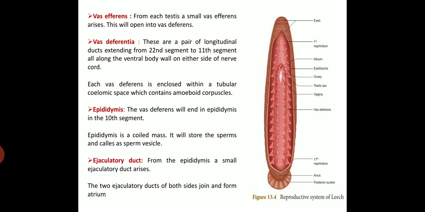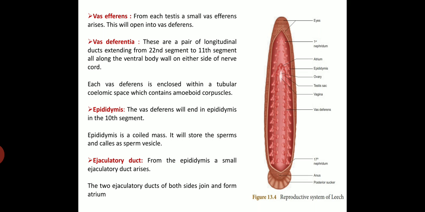Next, that is the epididymis. The vas deferens of both the sides will end in the common epididymis, which is present in the 10th segment. Here in the picture you can clearly see the presence of the epididymis. The epididymis is a coiled mass. It will store the sperms and is called the sperm vesicle, nothing but the storehouse of sperms.